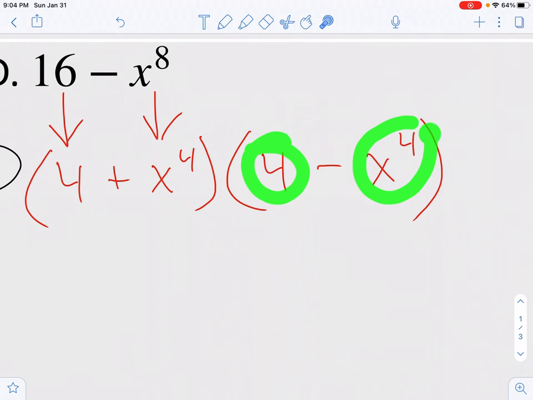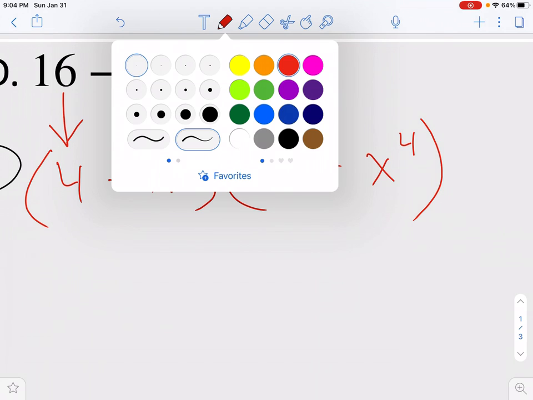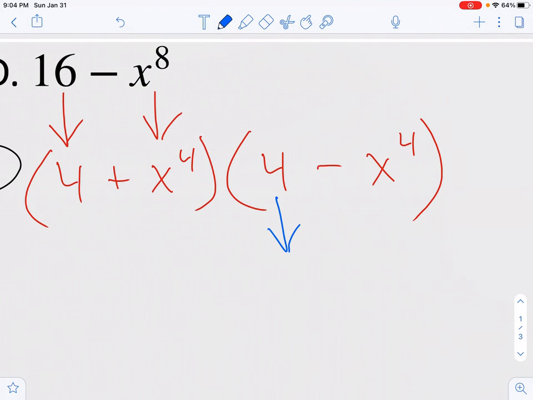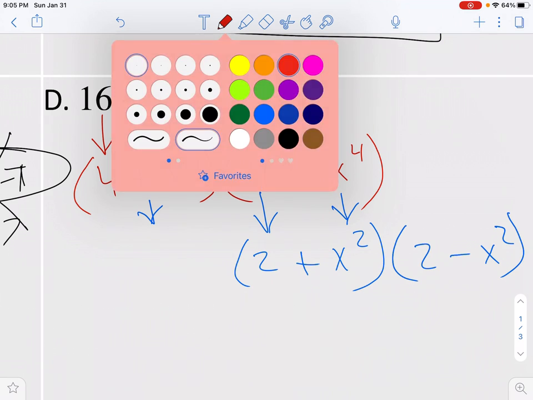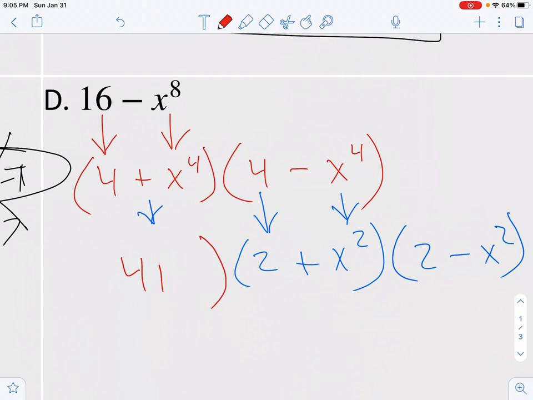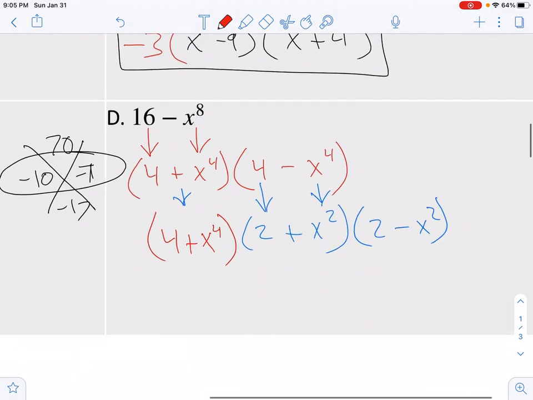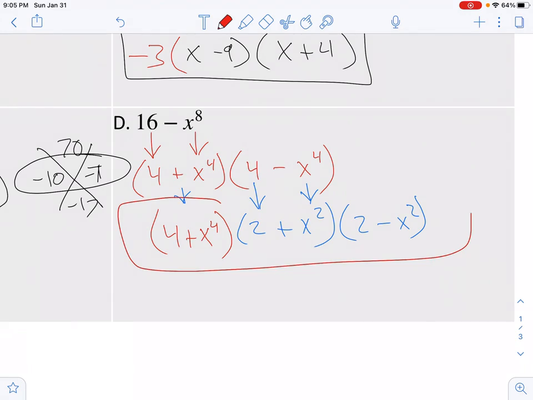But I have a perfect square, and it's subtracting. So in blue here, I can break this down even further. Square root of 4 is 2. Square root of x to the 4th is x squared. And I can create two sets of that. Used to having the variable in front. And then one is plus and one is minus. This guy didn't change, but he's still multiplying with everybody. And this would be our final answer.